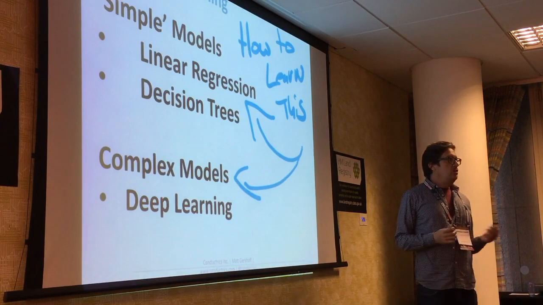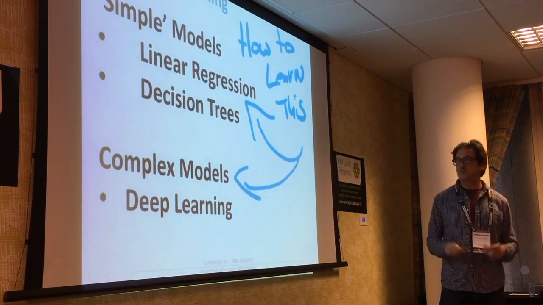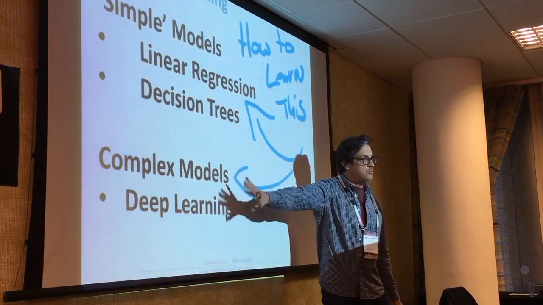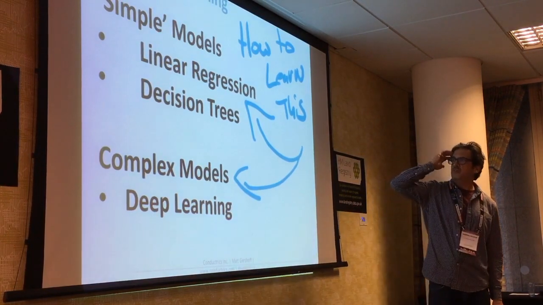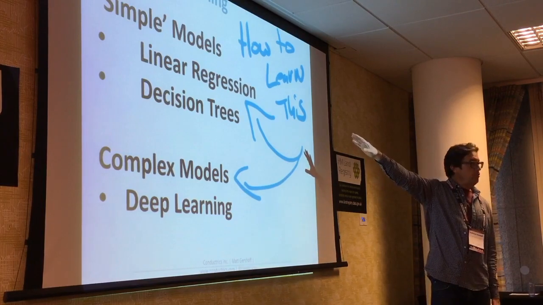So how are you actually going to do it? How are we going to learn this thing? There's a zillion different types of methods. There's a lot of excitement around deep learning right here. There are costs and benefits, and there are marginal trade-offs to complexity. So let's just talk about linear regression.